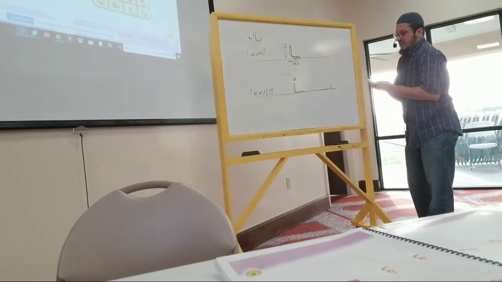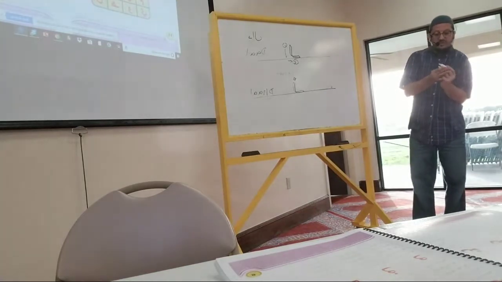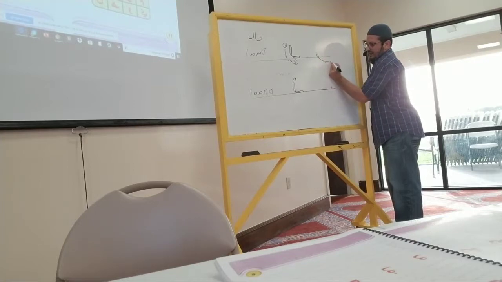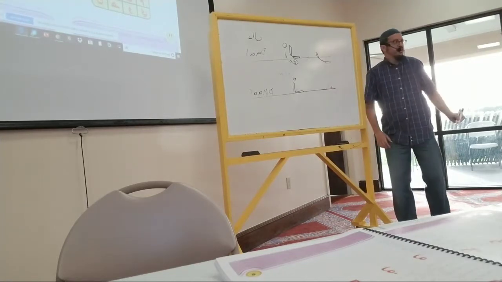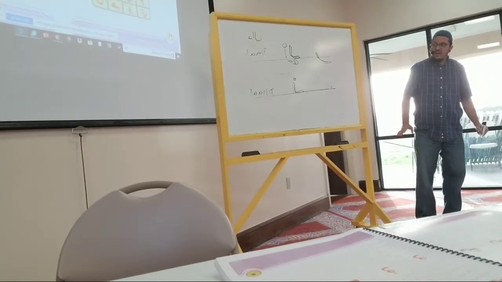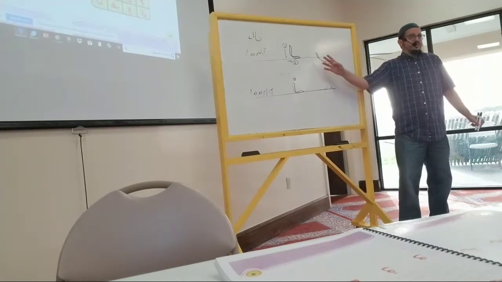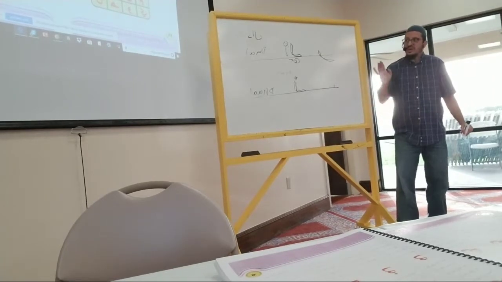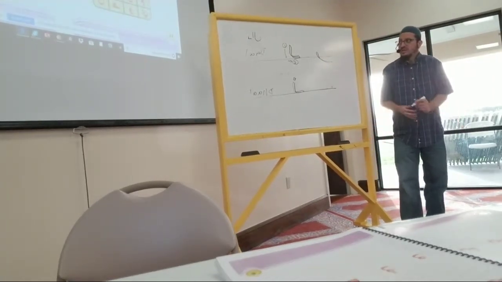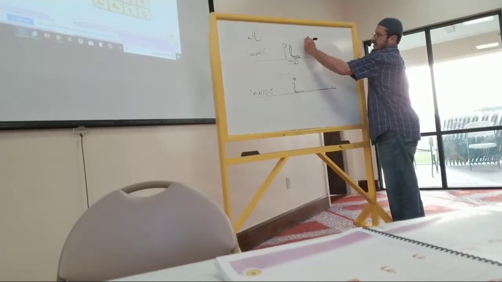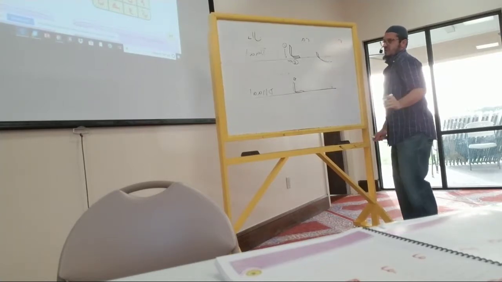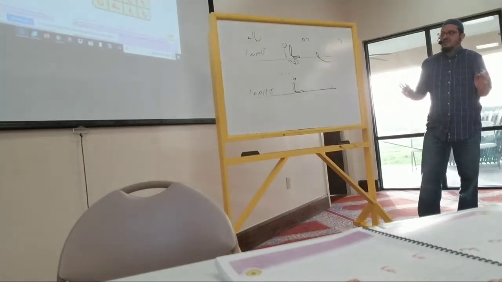So the next letter is Ra. Ra. So the Ra starts on the line and the other part is under the line. Okay? So you see that's the difference. Dal is on the line. Ra is in between the line. The name is Ra and the sound is R.